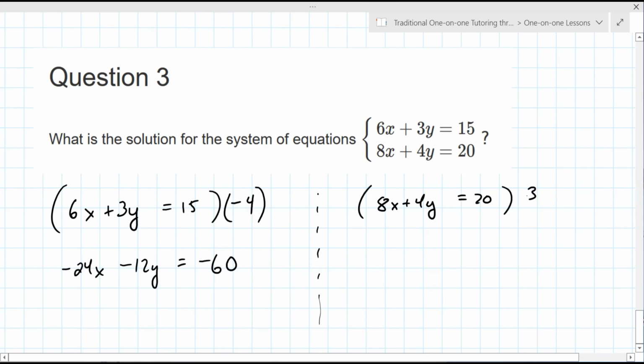Now we're going to multiply the second equation by 3. So I'm going to do that for you. 3 times 8x is 24x. 3 times 4 is 12y. And 3 times 20 is 60. Go ahead and get that down, and then we'll move to the next part of this.